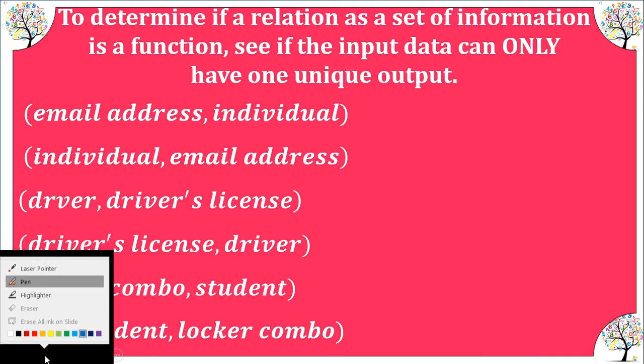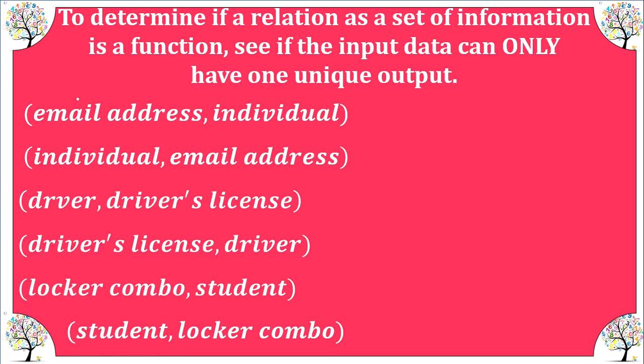Now let's talk about where we just are given pieces of information. So here's what we have to ask ourselves. Our input, an email address, comma, individual. So our input is the first piece of information. If I type in an email address, does it have one person on the account? Yes. If I type in my email address, it goes to me. It doesn't go to anybody else. So it is functional. So this is a function.